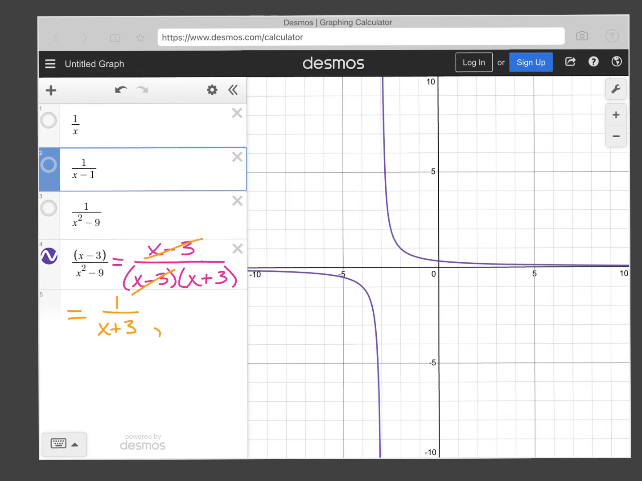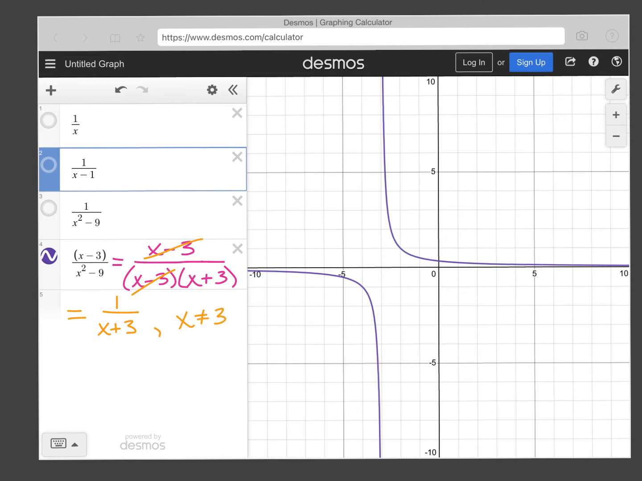However, we cannot simply forget about the fact that 3 also makes the denominator 0. So I will simply write that x cannot equal 3 in this case. Now, what's occurring there, we'll take a look at in just a moment.